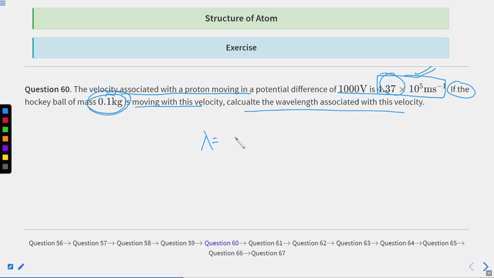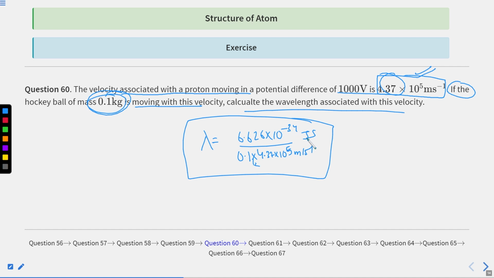Again, we will use the formula lambda equals h, that is 6.626 into 10 to the power minus 34, by mv. Mass is 0.1 and velocity is 4.37 into 10 to the power 5. No problem up to this point. Now you just calculate this value to get the value of lambda. Do not get confused with the other value that is given. It is of no use in this question. It is just mentioned that to keep the velocity at this much, we have taken a voltage of 1000 V.